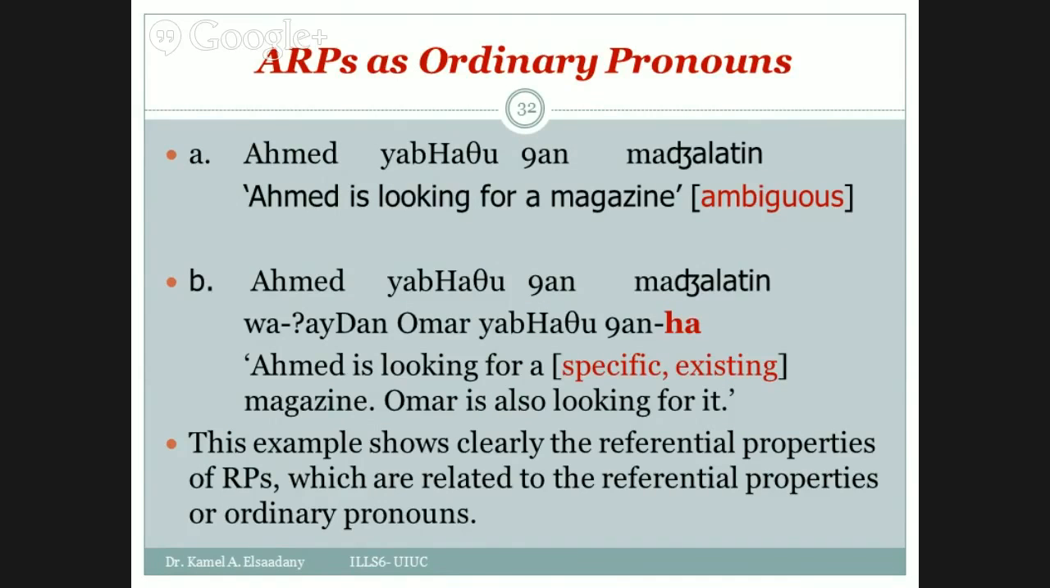Ahmad يبحث عن مجلة. So Ahmad is looking for a magazine. The second one, أحمد يبحث عن مجلة وأيضا عمر يبحث عنها. So as I indicated here, the first one is ambiguous, but the second one is specific and existing. Like Ahmad is looking for a magazine, Omar is also looking for it, and we use the pronoun here in this example.